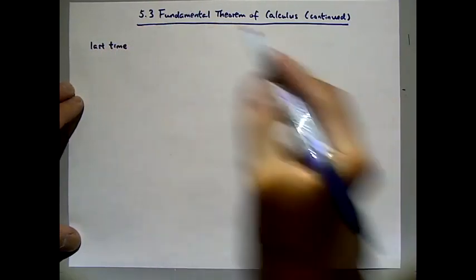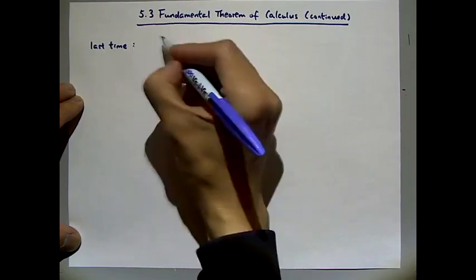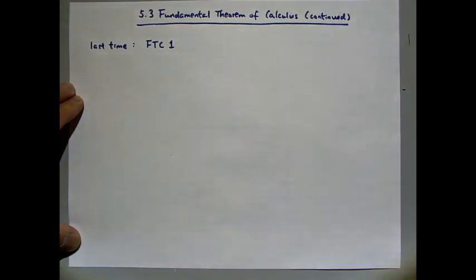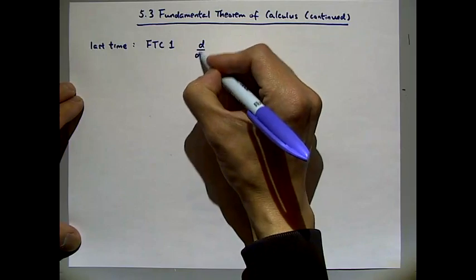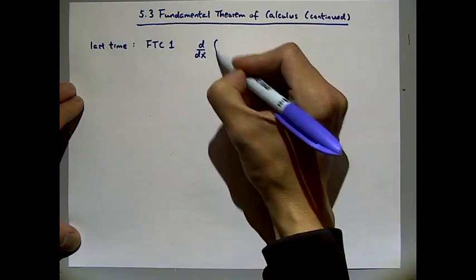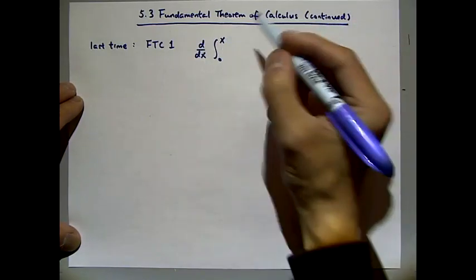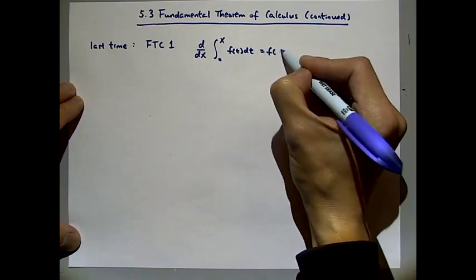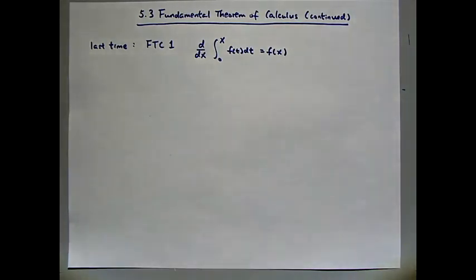We saw 2 versions of the fundamental theorem of calculus. Fundamental theorem of calculus version 1 established the relationship between differentiation and integration. Okay? The derivative of the definite integral of the function f of t, starting at t equal to 0, ending at t is equal to x, ends up being equal to the function itself.